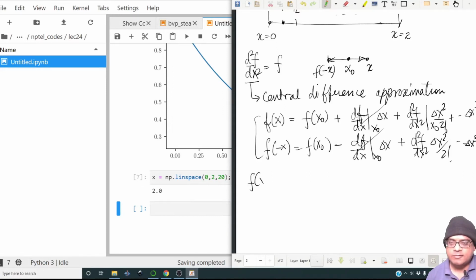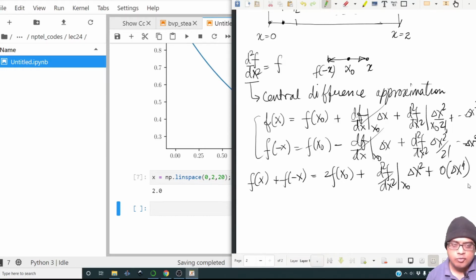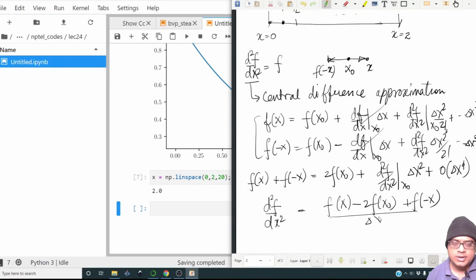So finally we have f of x plus f of minus x equal to twice f of x naught plus d2f dx2 at x naught times delta x square plus order delta x to the power 4 and so on. This gives us a good measure of the second derivative as f of x minus 2f of x naught plus f of minus x divided by delta x square. And so the error will now be order delta x square because I have divided everything by delta x square.